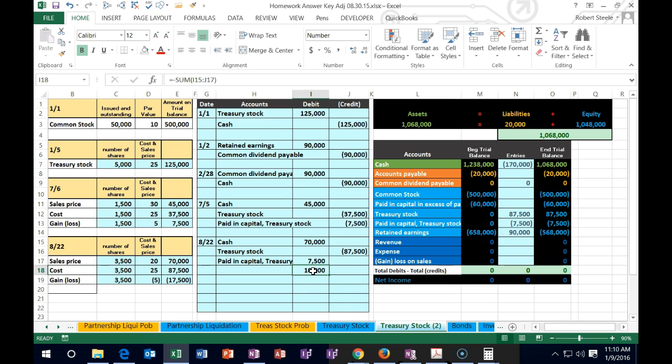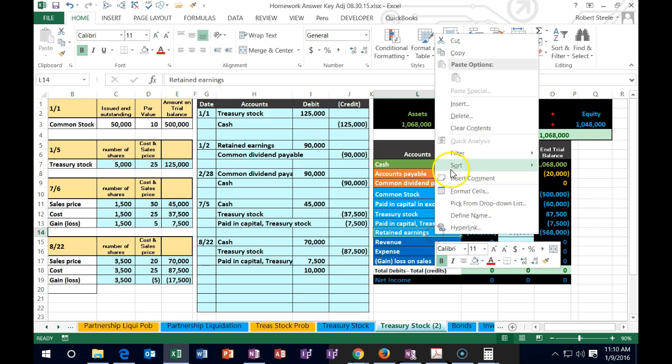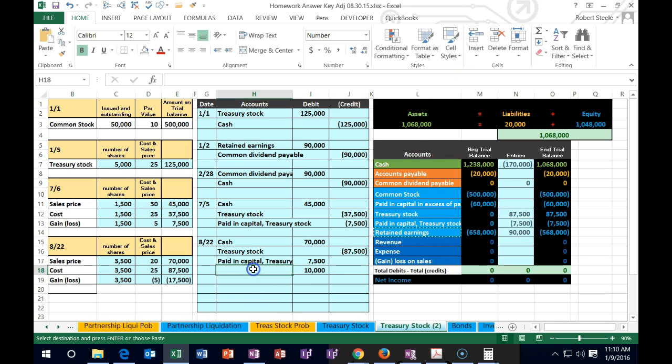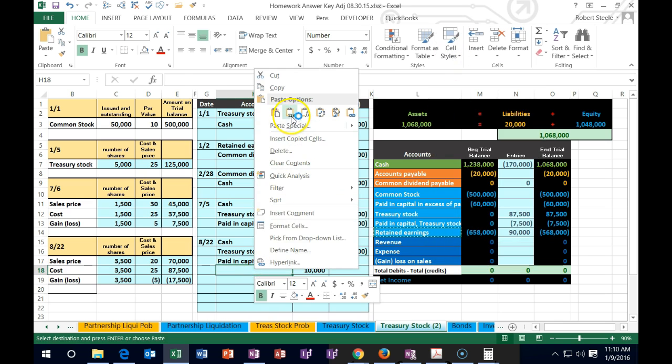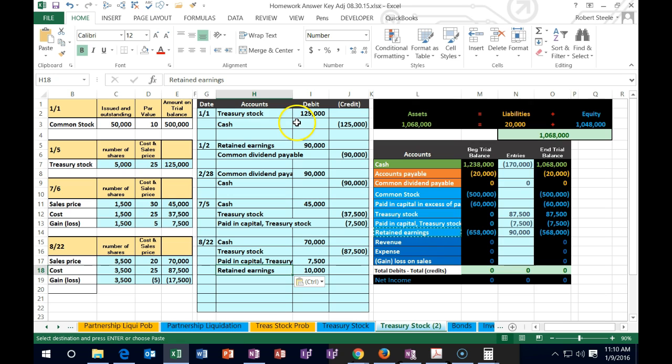And once again, that plug is basically just going to go to retained earnings. We're going to put that into retained earnings. So I'm going to copy retained earnings, and I'm going to put that in H18, right click and paste it 1, 2, 3. All right, so let's post this out.